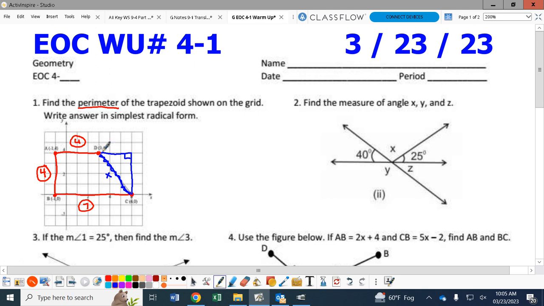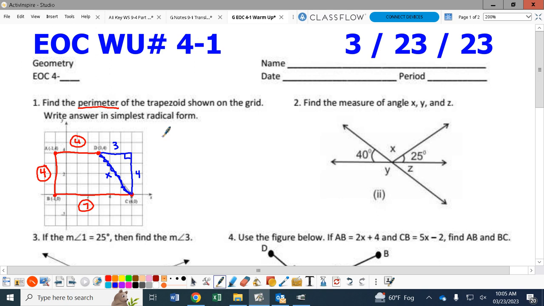I know how long this piece is because I can count blocks. That's a total of 1, 2, 3 blocks over. I'm not circling it because it's not the one I need. I'm using it, but it's not part of my answer. This one goes 1, 2, 3, 4 blocks down. Again, I'm going to use it, but it's not part of my answer, so I don't circle it. The one I'm looking for is the x.